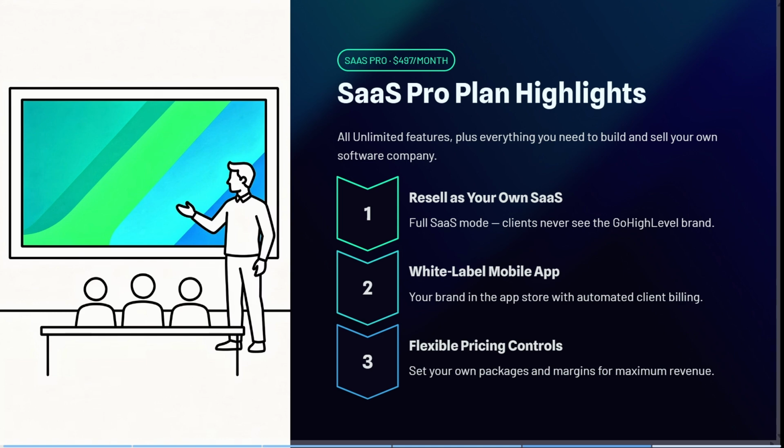So it is a full SaaS mode. So you get the ability to have your clients never ever see GoHighLevel branding at all. You get the white label mobile app. This means that your brand is in the App Store with automated client billing. It also means that you can set your own packages and margins for maximum revenue. This means that you can put a price on your product and you can sell it at whatever you would like to sell it at. And again, I'm going to just mention that even 1 or 2 clients can actually justify your monthly subscription cost.